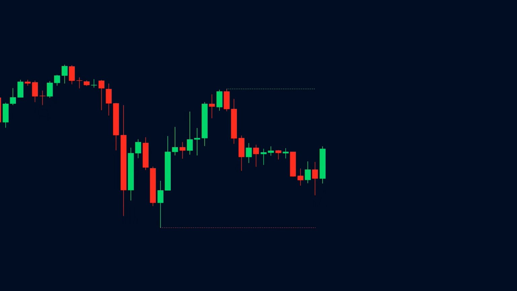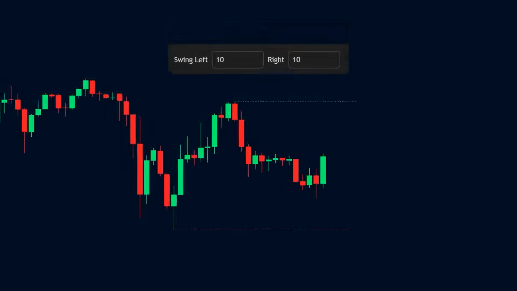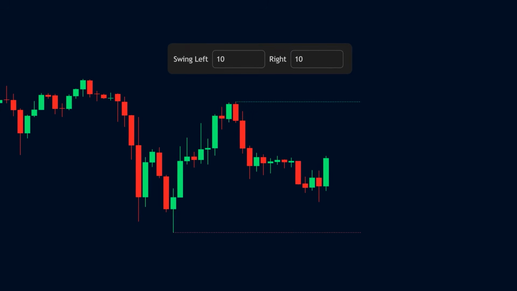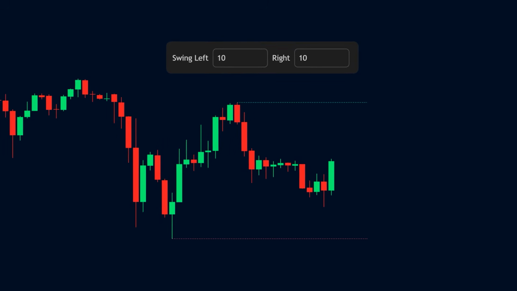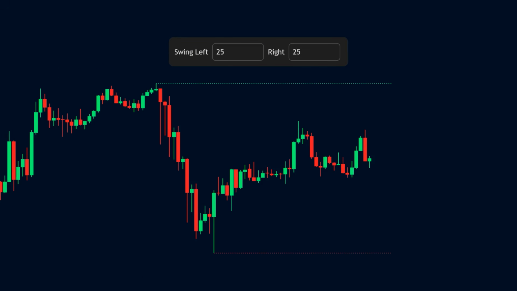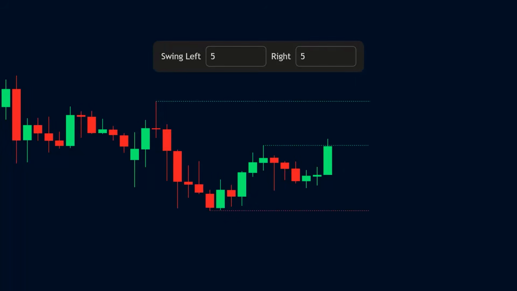The indicator first identifies swing highs and swing lows. These swings define the levels that can potentially break. You control how sensitive this detection is using the swing left and swing right settings. These determine how many candles on each side are required to confirm a pivot. Higher values reduce noise and require stronger confirmation, but they also introduce more delay. Lower values detect swings faster, but may capture more minor levels. It's a balance between responsiveness and reliability.